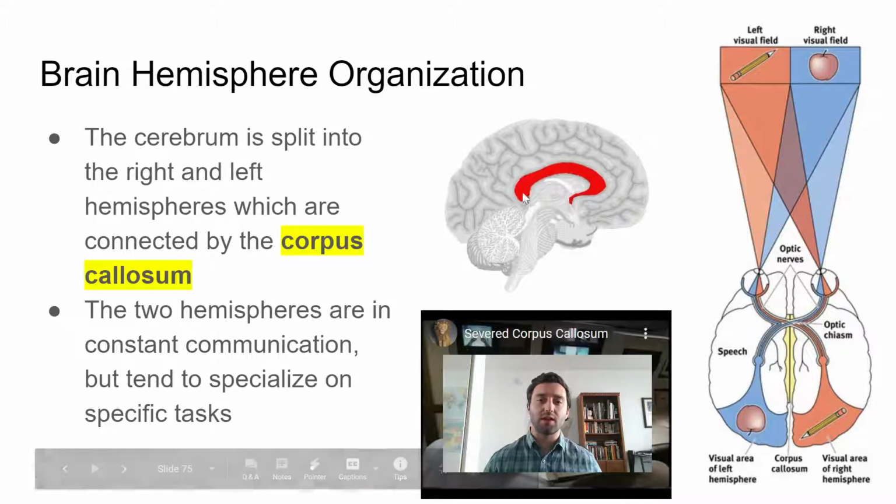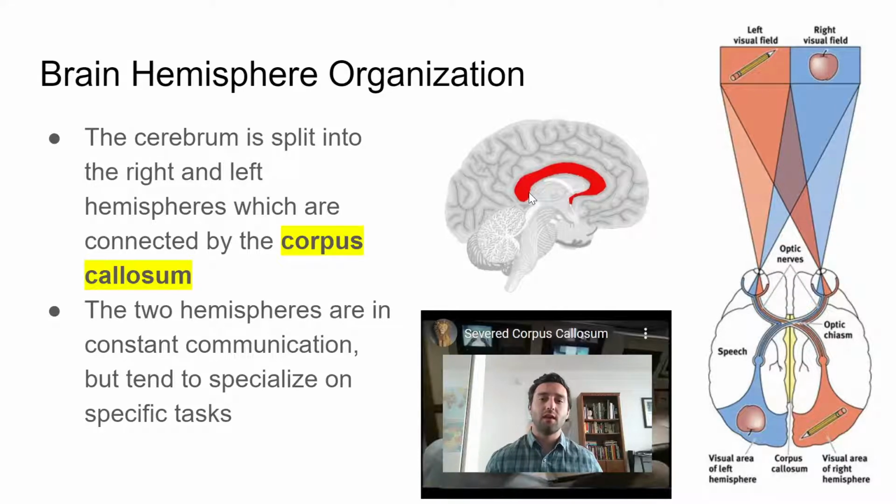We can also see it in a slightly different diagram from the side, if we're splitting the brain along the hemispheres. You can see it right there at the bottom. Again, information goes back and forth between the two hemispheres through this corpus callosum.